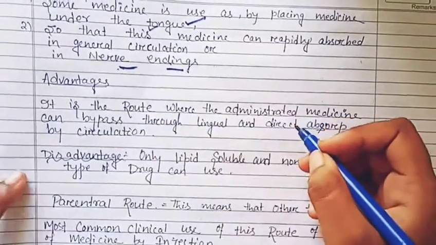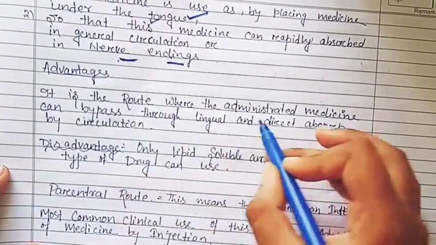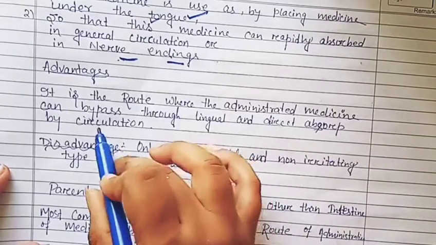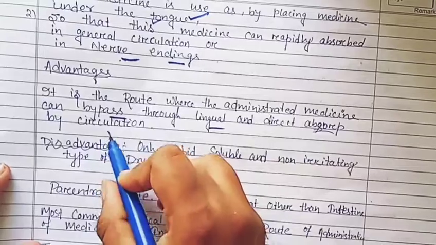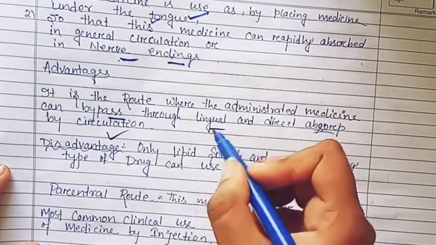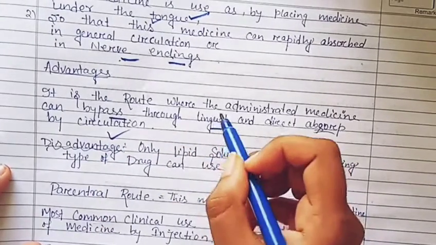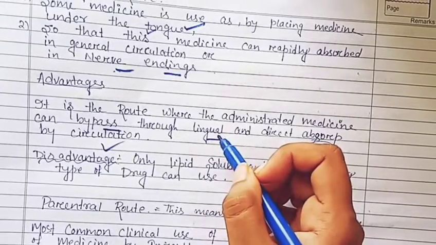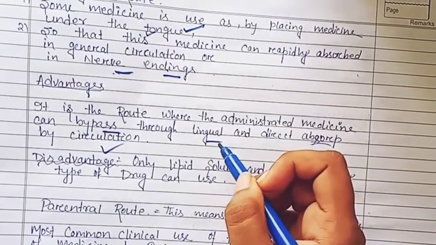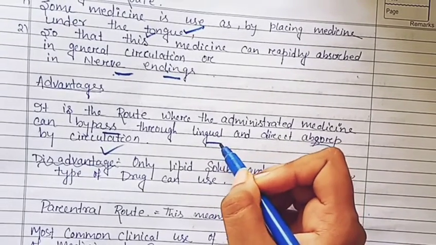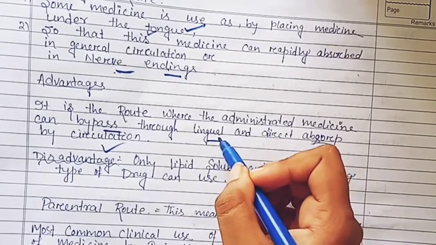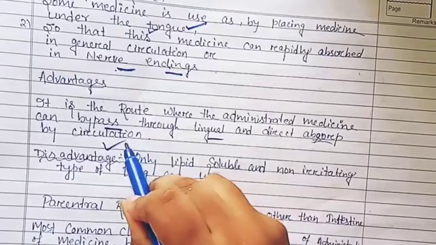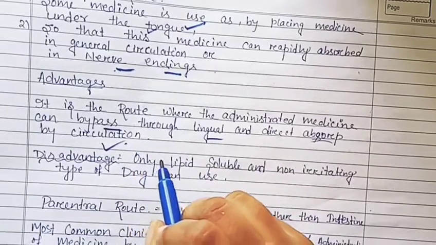So what are the advantages of this route? In this route the medicine bypasses the digestive path and is directly absorbed into the circulation. When we take the oral route, the medicine passes through the tongue, but in the sublingual route it does not, so the medicine is not affected and can be absorbed quickly through the circulation.